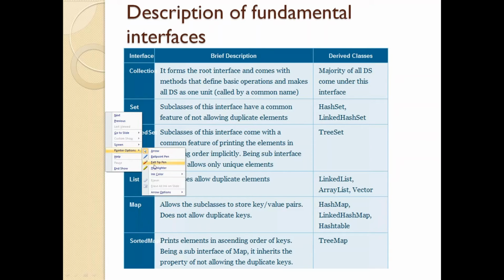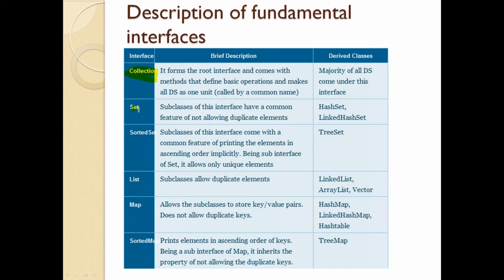So this slide is important. As you see, you have the same thing: collection, set, sorted set, list, map, and sorted map. The description I have given in the tree, now I have written in text format. Collection is nothing but the root interface. It comes with methods that define basic operations and makes a data structure one unit. That is fine.